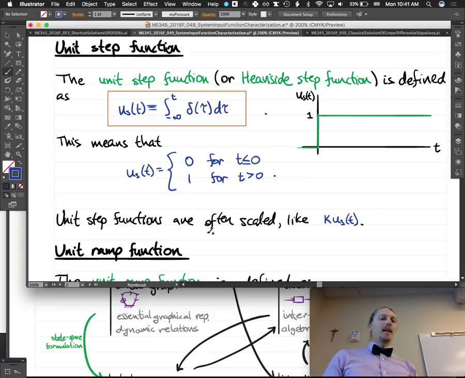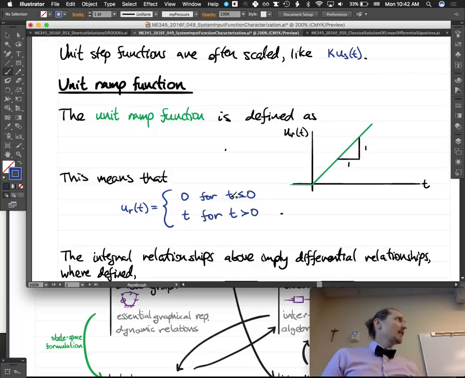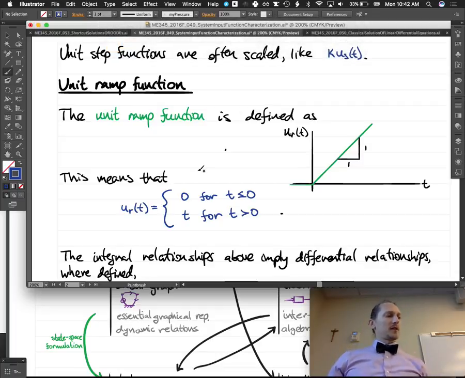All right. Unit step functions are often scaled with a constant like k times the unit step. If it was 5 times the unit step, it would be a height of 5. All right. How do we feel about that stuff so far? Pretty straightforward. Unit ramp function is defined as, do you guys want to make a guess?